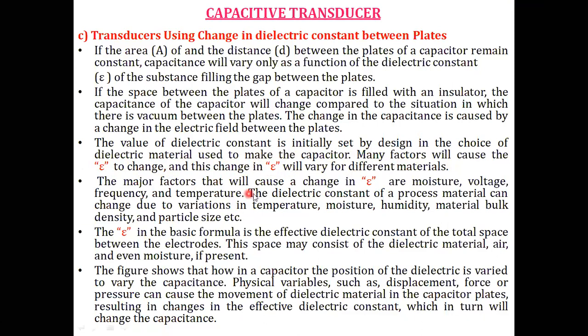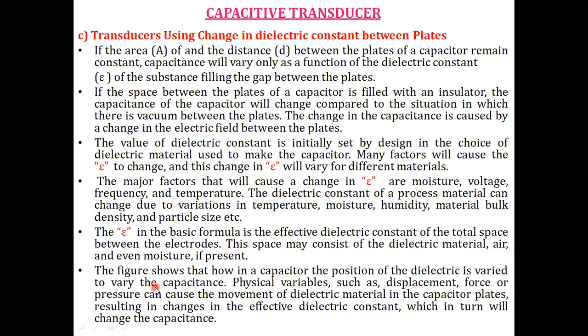The major factors that will cause a change in dielectric constant may be moisture, voltage, frequency and temperature. The dielectric constant of a process material can change due to variation in temperature, moisture, humidity, material bulk density and particle size, etc. The dielectric constant epsilon in the basic formula is the effective dielectric constant of the total space between the electrodes. That space may consist of dielectric material. Material may have air and even moisture also.